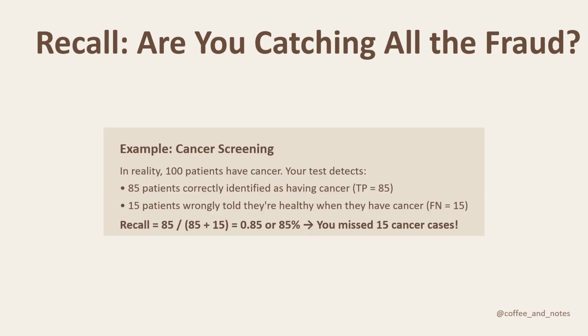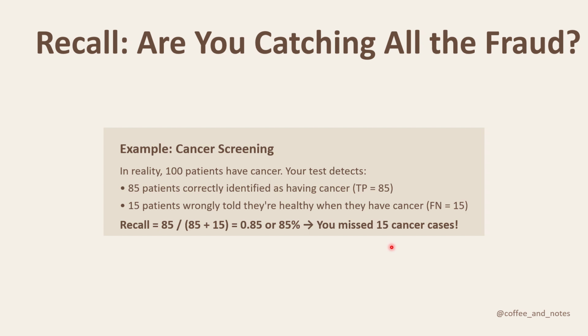Now let us use a medical example. In reality, 100 patients in your screening have cancer. Your test correctly identifies 85 of them as having cancer. These are the true positives. But 15 patients are told they are healthy when they actually have cancer. These are false negatives. They'll go untreated. Recall equals 85 divided by 85 plus 15, which is 85%.